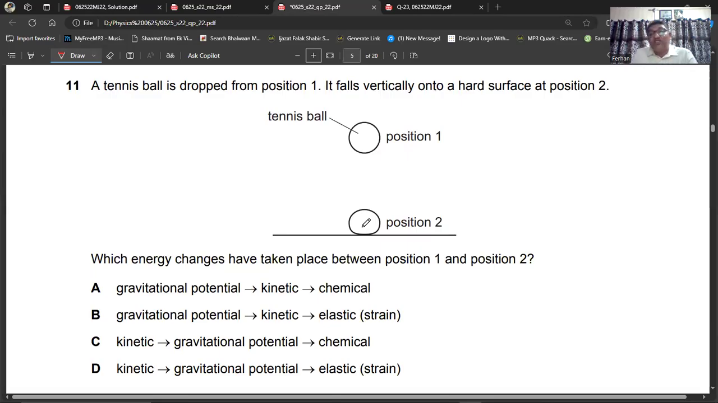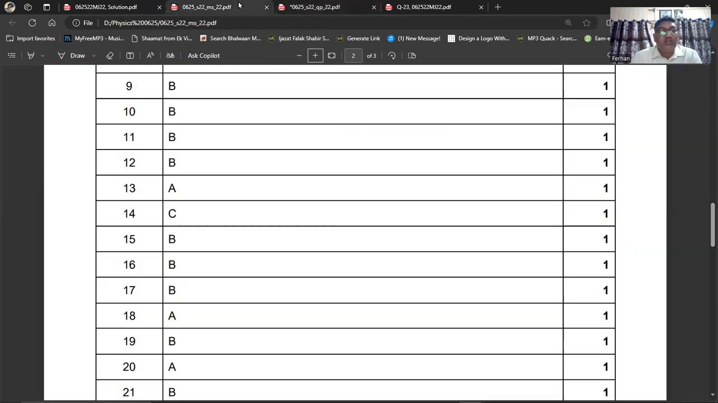At position 1, it has gravitational potential energy. As it falls, its gravitational potential energy converts into kinetic energy. Before it touches the ground, its kinetic energy becomes maximum and gravitational potential energy becomes zero. When it touches the ground, some of its kinetic energy is converted into elastic energy. So which energy changes have taken place between position 1 and position 2? The gravitational potential energy converted into kinetic energy, converted into elastic or strain energy. So I think B is the choice, sir, without any doubt.